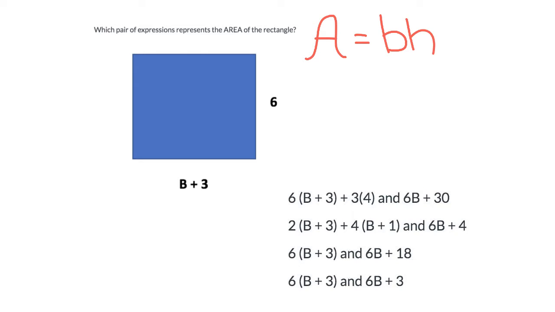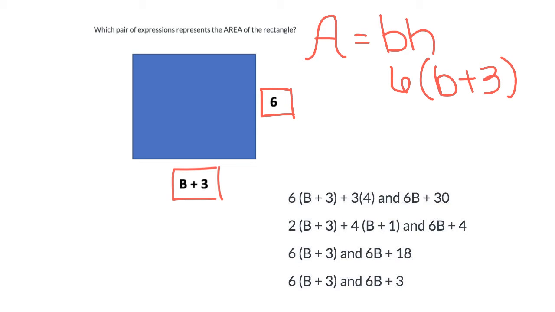When we're evaluating, because we have b plus 3 as one dimension and 6 for another dimension, it's important to remember that as we remove a variable, to put in parentheses to remind us to multiply the two parts. So I have 6 times (b plus 3). This looks like C and like D. But then we also are looking for a second expression since it's looking for a pair of expressions.